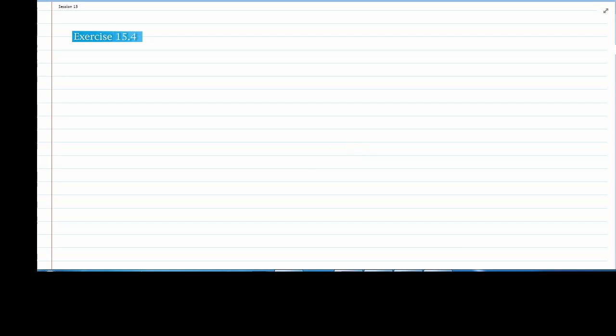Alright class, in this session we are going to start exercise 15.4. In the previous exercise we discussed what to do when we have two functions that are multiplying. In order to differentiate these two functions we apply our working formula, which says u derivative of v plus v derivative of u, right?